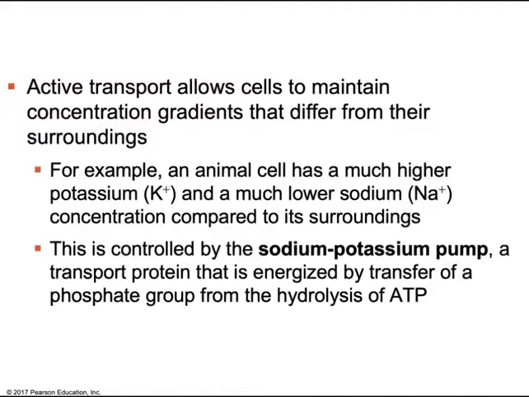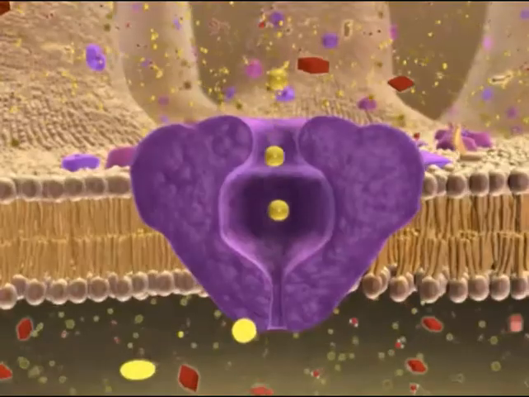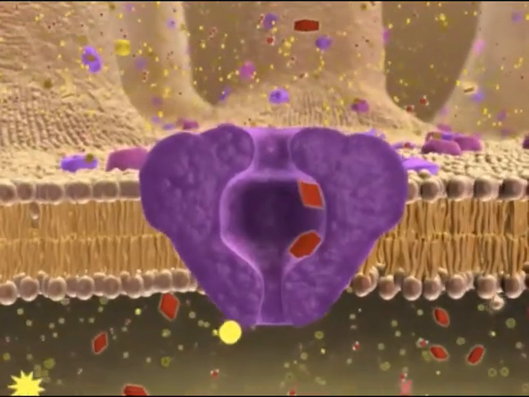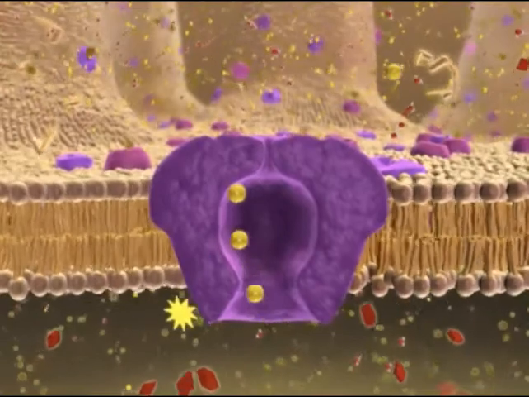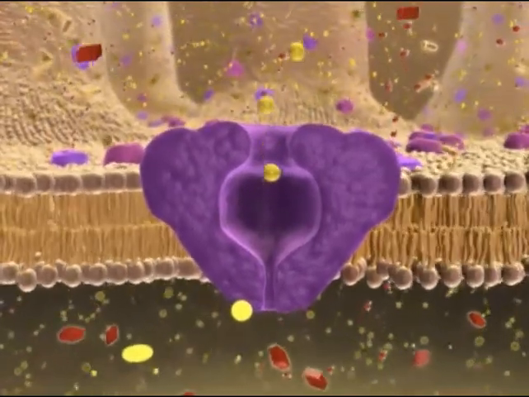This ability for active transport proteins to move solute up their concentration gradients allows cells to maintain concentration gradients that differ from their surroundings. For example, an animal cell has a much higher potassium and a much lower sodium concentration compared to its surroundings. This is controlled by the sodium-potassium pump, a transport protein that is energized by transfer of a phosphate group from the hydrolysis of ATP.